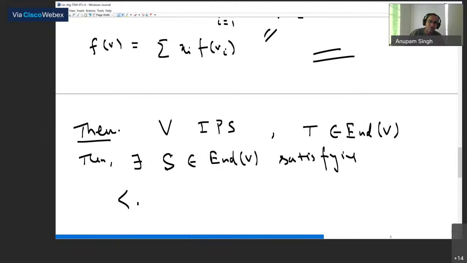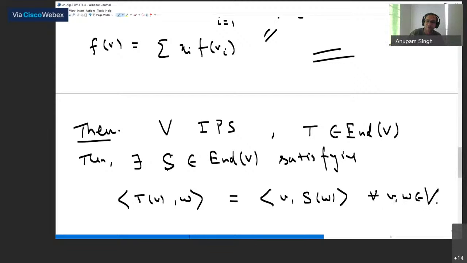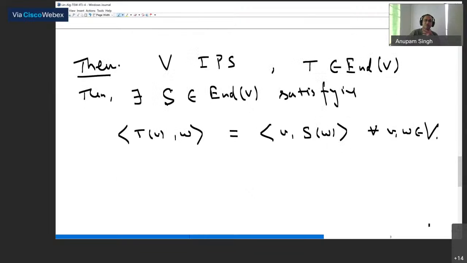equation, that if I compute the inner product of T of v comma w, then this is equal to v comma S of w for all v comma w in V. Okay, this is a very familiar equation if you already know what adjoint means. What happens is that I'm looking at the usual inner product. The first variable I change with some linear operator. Then that effect can be achieved by changing the second variable, but by some other linear operator possibly. And that linear operator will be called the adjoint of the first operator.